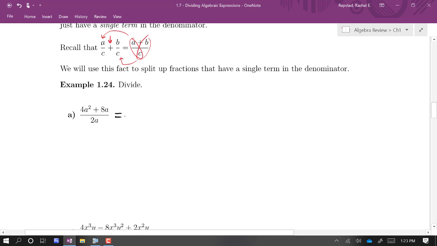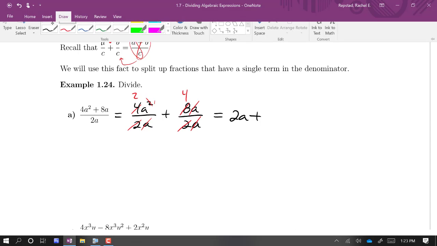And then once we've split up that fraction, we can approach each of the resulting fractions like we did in the last examples. So this is 4a squared over 2a plus 8a over 2a. Now I'm just going to reduce each of these. 2 goes into 4 twice, a goes into a squared, cancels with one of those factors of a, so that first fraction reduces to 2a, and 2 goes into 8 4 times, the a's cancel, and this last term is 4.